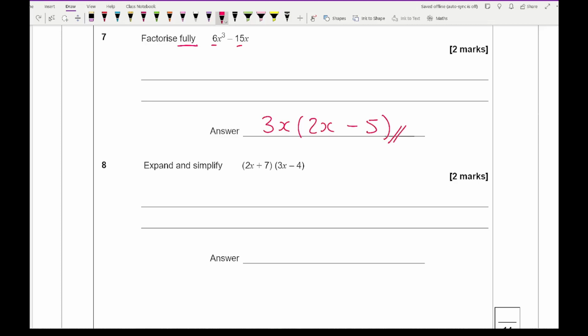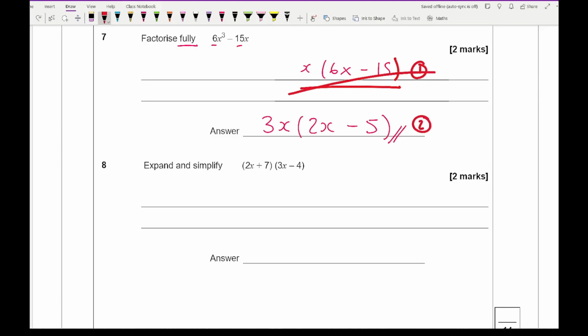Now what would be worth 1 mark is if I just took the x out. So if I just took x and factorised this, then what I would end up with is, actually that shouldn't be an x there, it should just be 15. So that would get me 1 mark if I wrote that. However, this would be worth 2 marks.